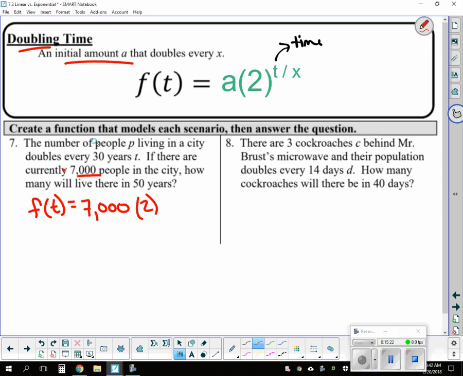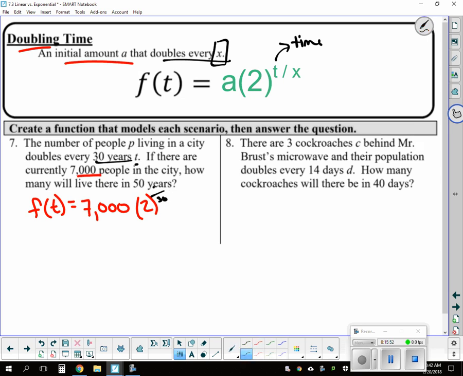And then you need to figure out where the 30 goes as opposed to where the 50 goes. Which one of them is the basis of the information? Well, the 30 is. The 50 is asking a specific question, but it's saying it doubles every 30 years. However many times it doubles, that's your x. It doubles every x. So even though they're calling it t in this case, it's not the t here, it's the x. The number that it doubles, that goes on the bottom of your fraction.